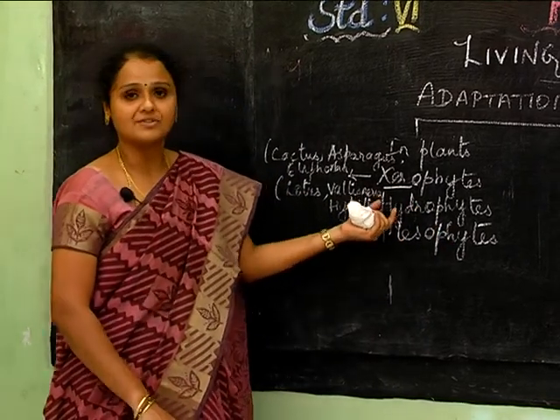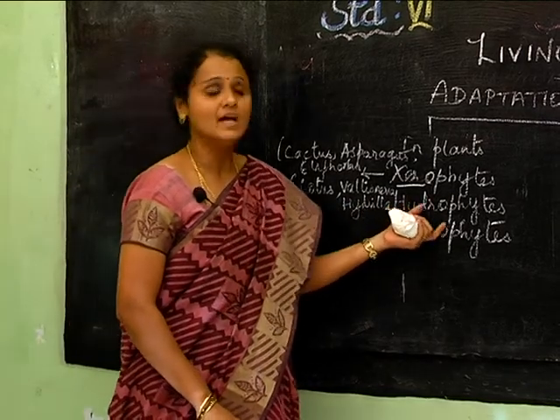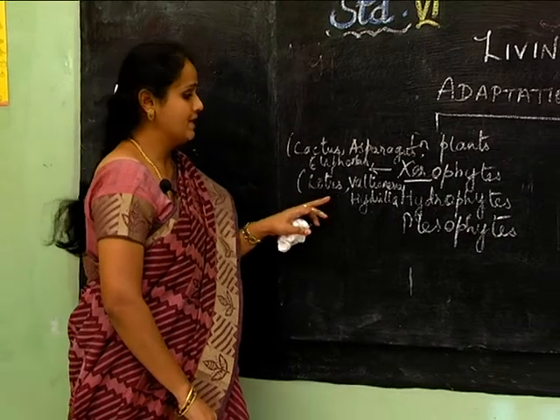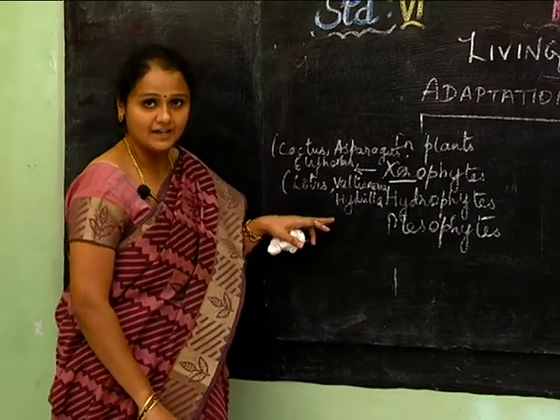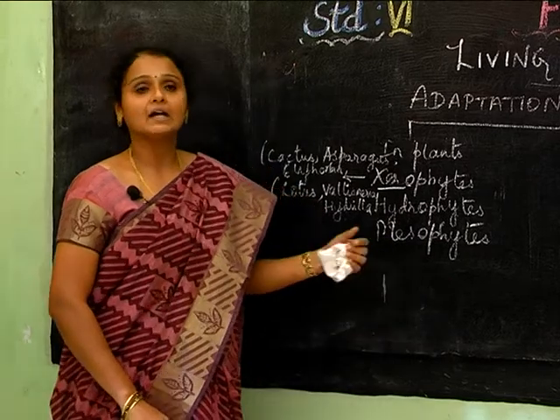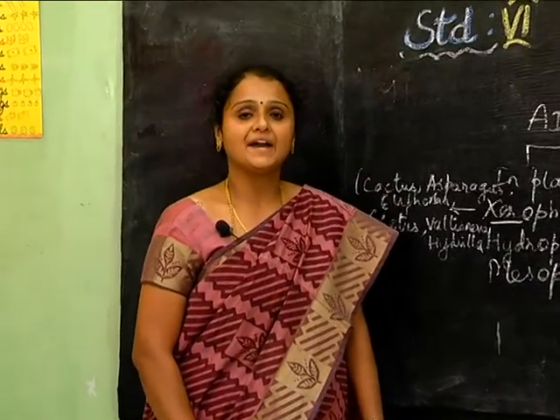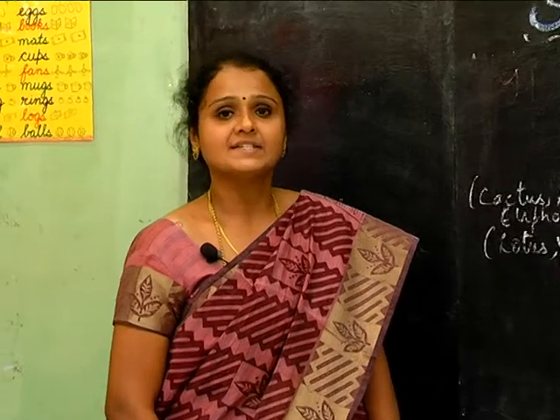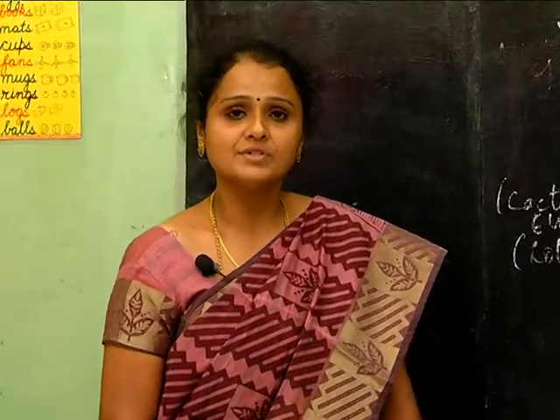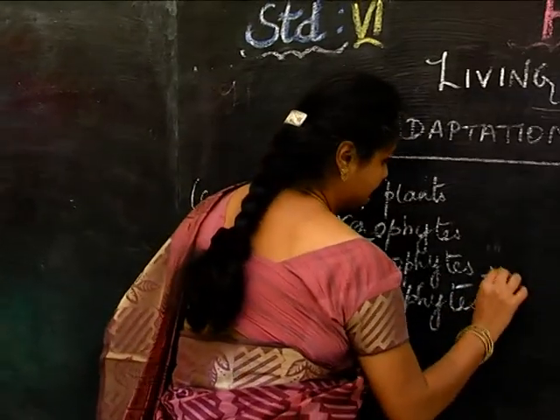Hydrophytes are mainly found in ponds, mainly water plants. We call them hydrophytes. The examples of hydrophytes are lotus, vallisneria, and hydrilla. The adaptive features in hydrophytes are that the root system is poorly developed, root hairs and root cap are absent, and the stem is light. Tissues have air spaces in order to keep the plants afloat.